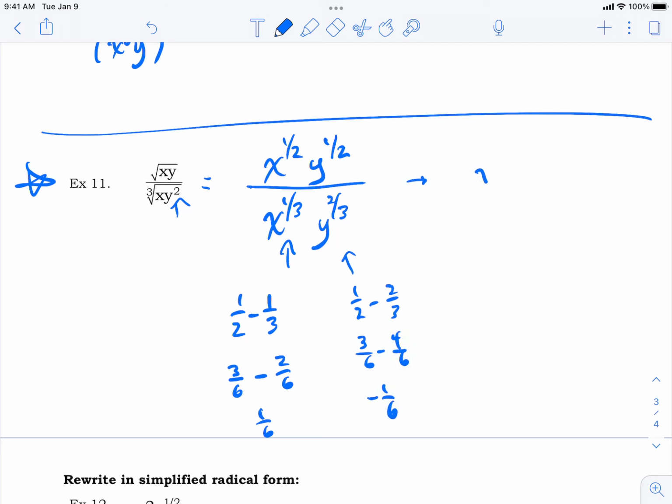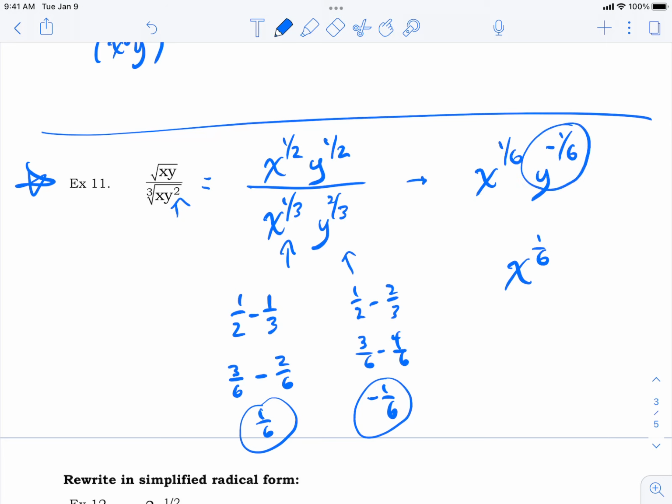So what do we get then? On x, we have an exponent of 1/6, and on y, we have an exponent of negative 1/6. That looks a lot simpler already. One more step. It'd be nice to have a positive exponent. So this, having a negative exponent, remember, it's sad, it wants to move.